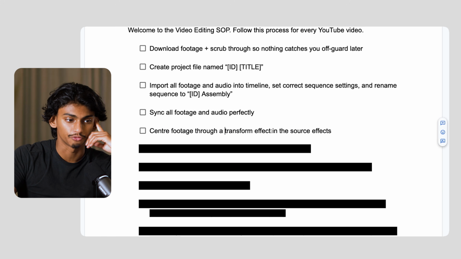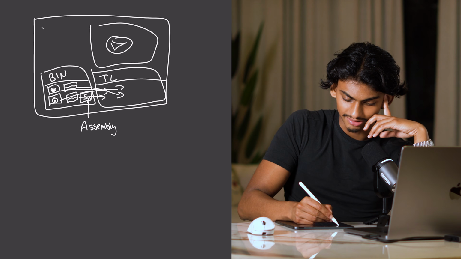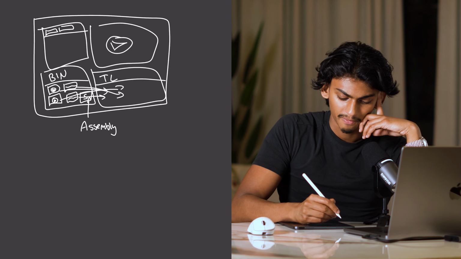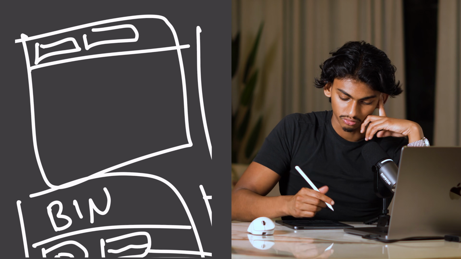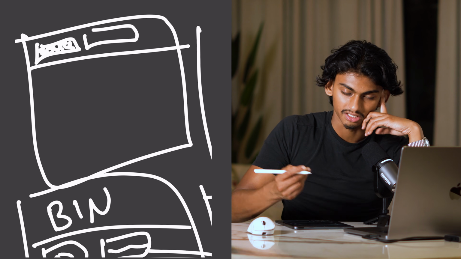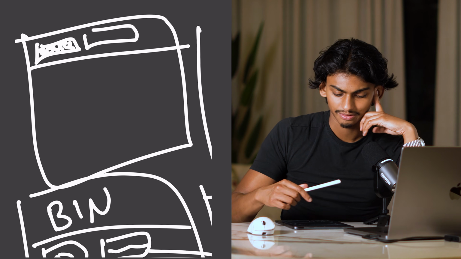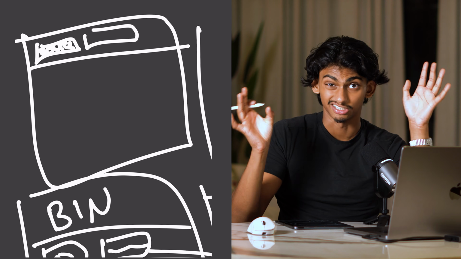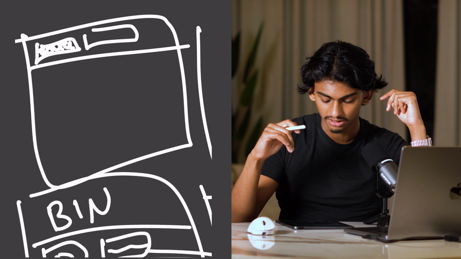Next, you want to center the footage through a transform effect in the source effect. So what you'll realize is inside your effect controls, you'll have 2 types of effects. You have the clip effects, which everyone is used to. When you drag on the clip, it goes to your clip effects. But a little unknown trick is to click source effects in the effects tab. Now what this does is, if you click on it, by the way, in Premiere Pro, it'll be completely blank because it looks like it's a buggy part of your UI.